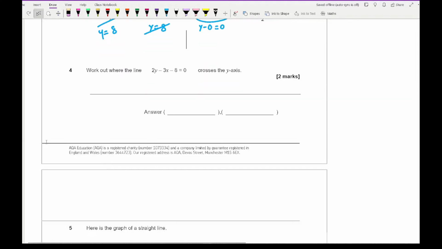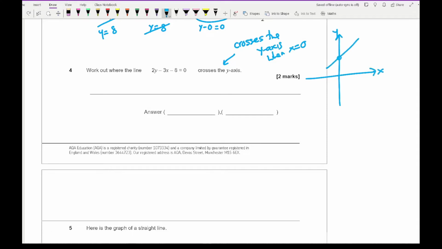For question 4, it says work out where the line 2y minus 3x minus 8 crosses the y-axis. When anything crosses the y-axis, x is always going to be 0. So if I make x equals 0, I end up with 2y minus 0 minus 8 equals 0. So I end up with 2y minus 8 equals 0, 2y equals 8, so y equals 4. Then the coordinate therefore is going to be 0, 4.